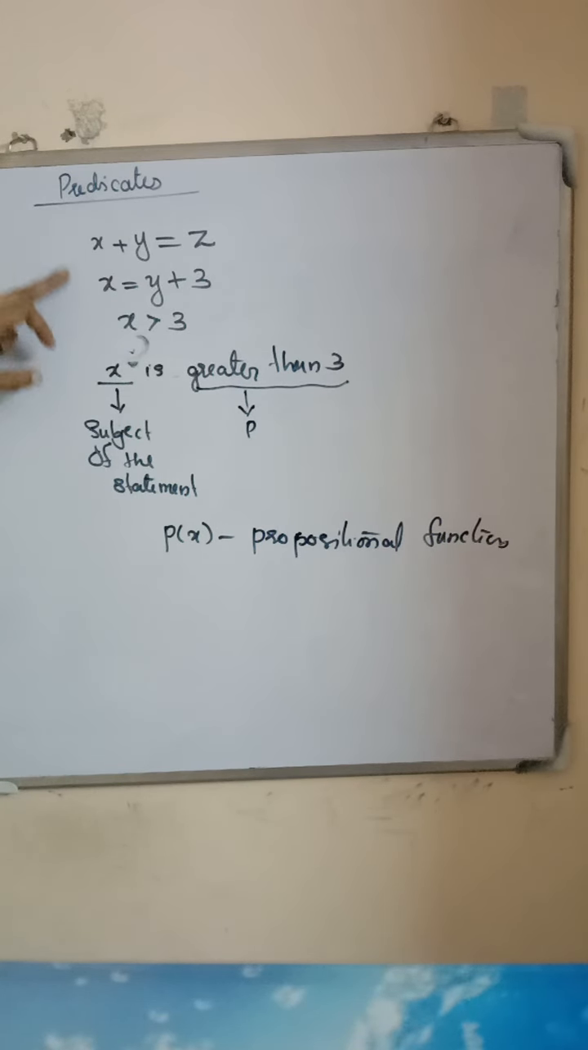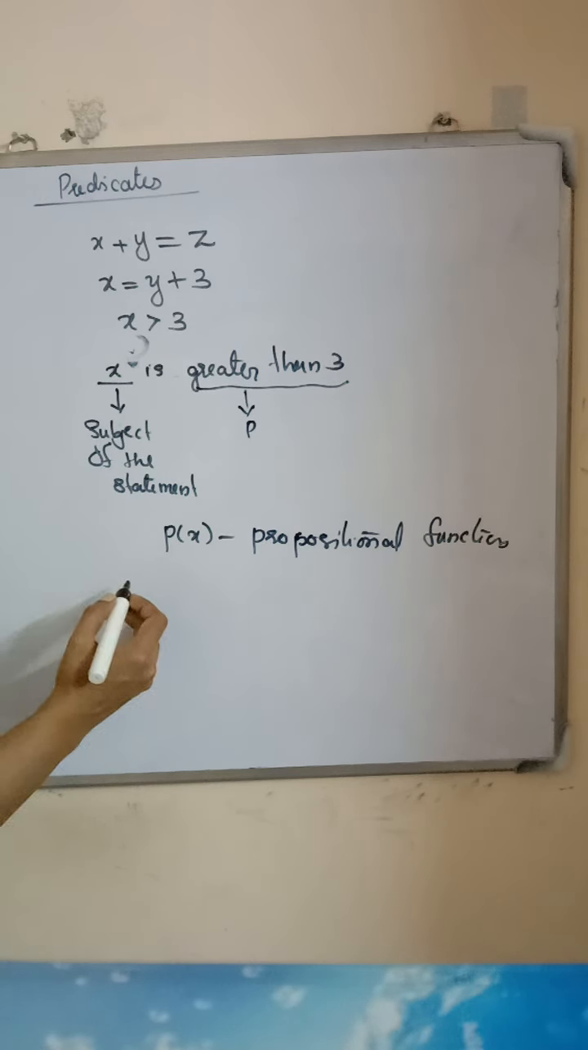This type of sentence, that is x plus y is equal to z, is a predicate, since it does not have a truth value, but we can make it a true or false statement by substituting values for x, y and z. This type of sentences are known as predicates. Here x greater than 3 is a predicate, x is equal to y plus 3 is a predicate, and x plus y is equal to z is a predicate.